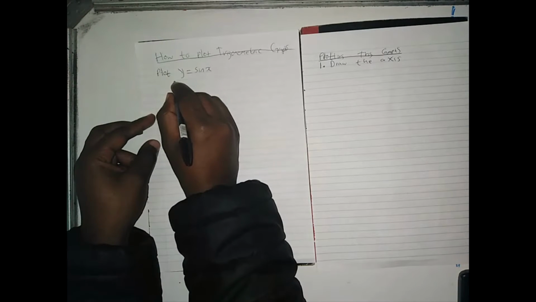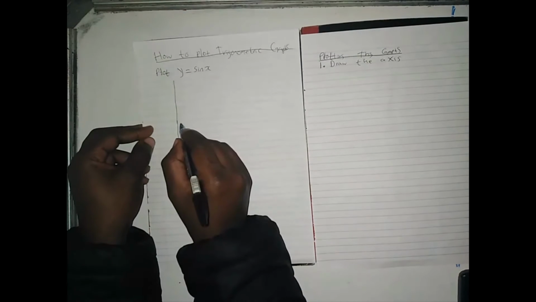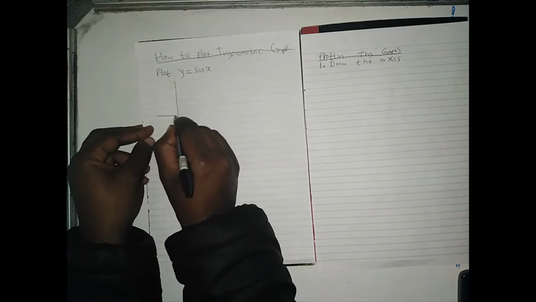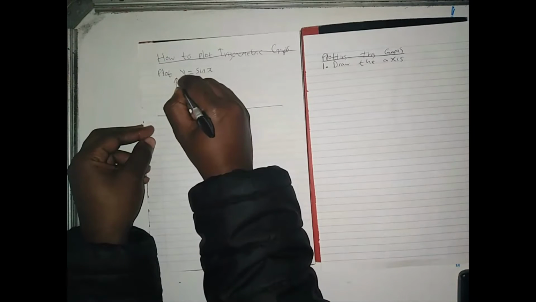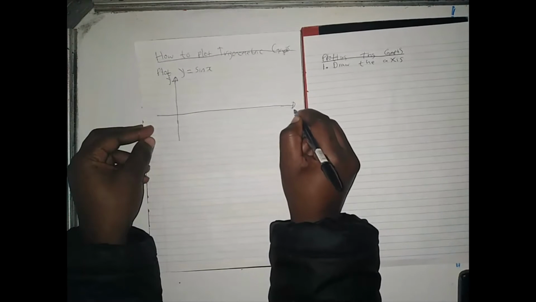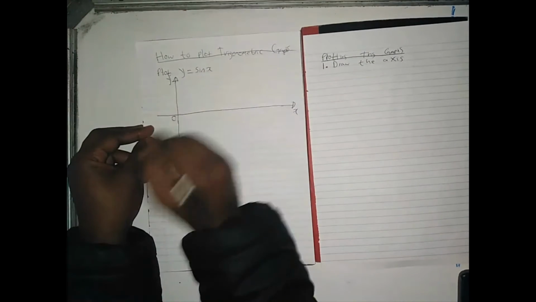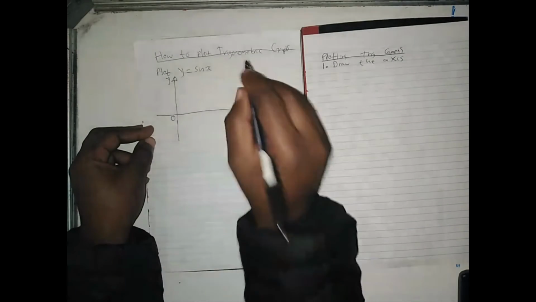And then here is the x, and then this is the y-axis, this is the x-axis, and then this is 0. All right. Okay, there's something that I forgot.